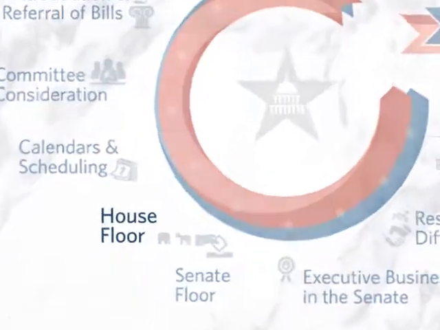The House considers bills under a variety of procedures, each of which differs in the amount of time allotted for debate and the opportunities given to members to propose amendments. Most bills are considered under suspension of the rules procedure, which limits debate to 40 minutes and does not allow amendments to be offered by members on the floor.